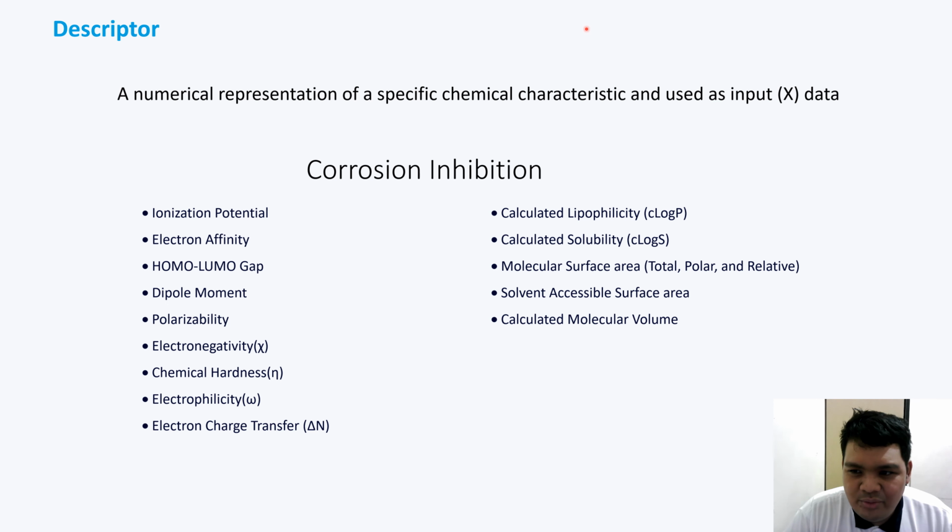Listed here are the descriptors used in this study: ionization potential, electron affinity, HL gap, electronegativity, chemical hardness, electrophilicity, and electron charge transfer describe the electron transfer capacity and susceptibility of a molecule to and from a metal surface. Dipole and polarizability describe the total dipole moment and the electron density tendency for distortion upon metal surface contact, respectively.